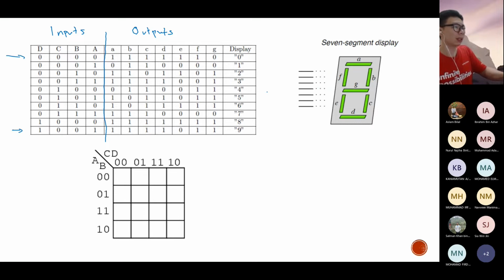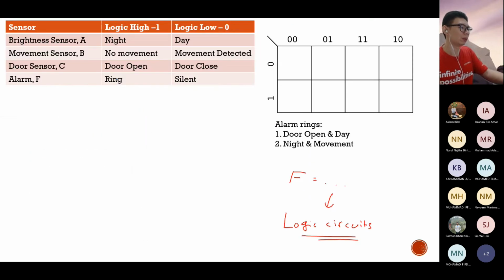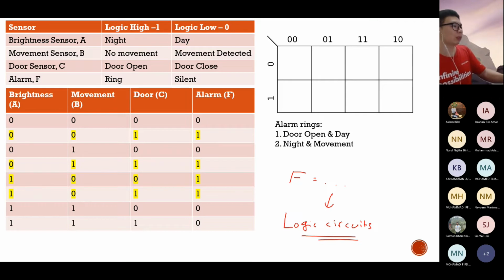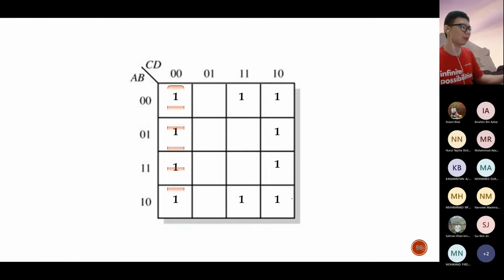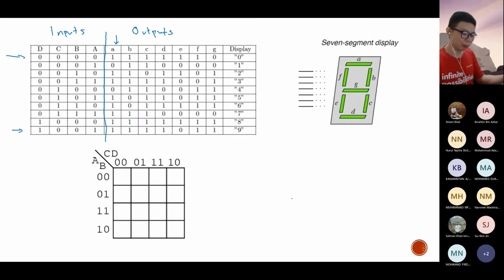So how do you get the circuit for this? Previously we have always done a truth table for just one output. Remember we've done the truth table for something like this: all inputs, and then just one column of output. So what if we have multiple columns of output? We can have multiple maps. This is what I'm going to show you over here. You can have multiple maps.